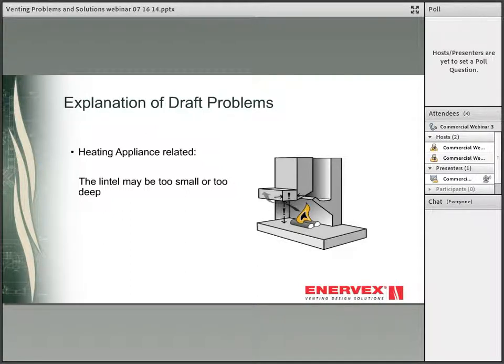The lintel prevents smoke from rolling out by capturing and containing it. It serves the same purpose as the front edge of a kitchen hood. If it is too deep or too small, it may not be able to capture and contain the smoke. Now, this problem can occur when the fireplace is not designed properly to begin with. Possible solutions to this type of draft problem are to increase the height of the lintel, decrease the depth of the lintel, or install a mechanical draft system.